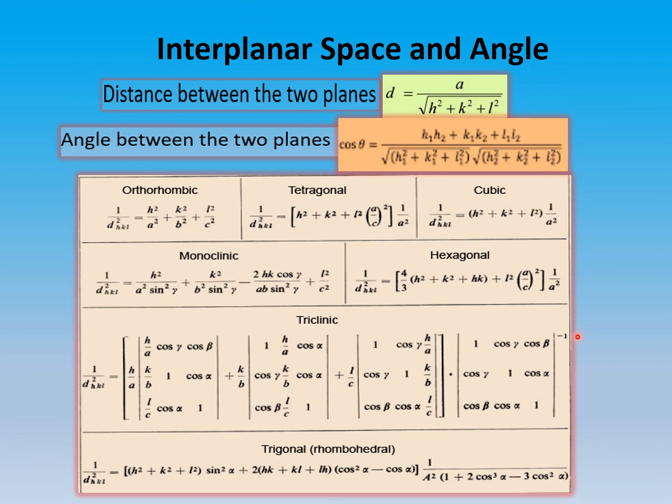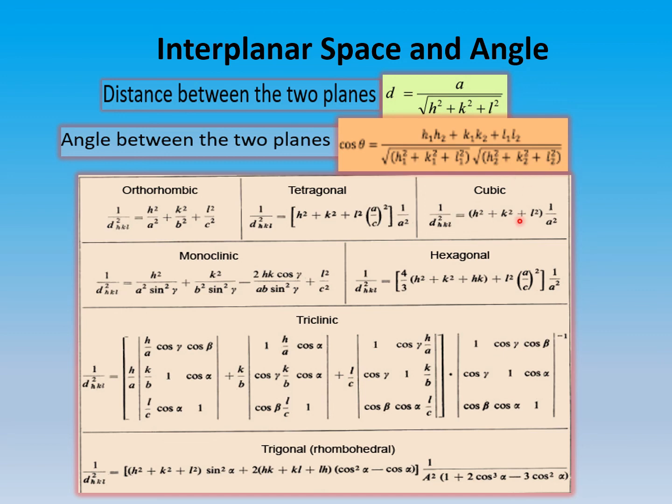You can see this is a very big formula. Why is it so? You know that the lengths and the angles will be different. So a is not equal to b, b is not equal to c. All the lengths are different and all the angles are different. So everything is mentioned separately. That's why it's a very big equation.